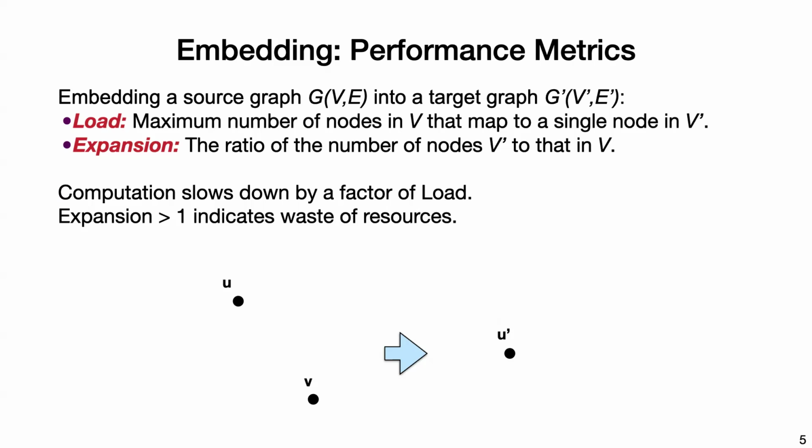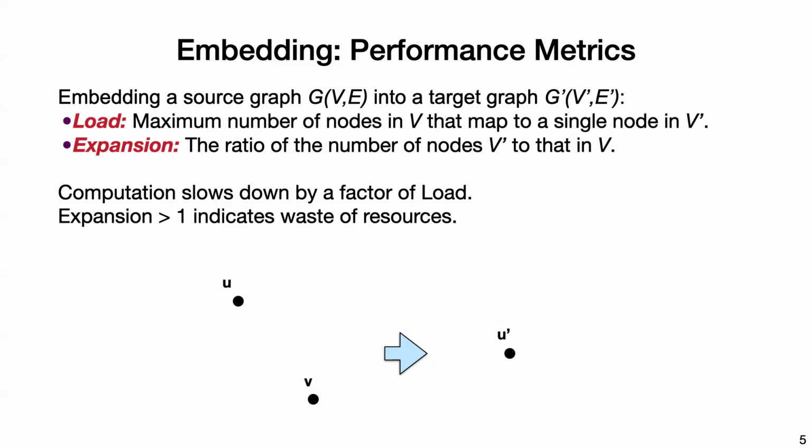And if you have expansion greater than 1, which means you have more nodes in V prime than you did in V, then it's a waste of resources, because it's hard to imagine why you would need to map fewer nodes into more nodes. Questions? Make sense?